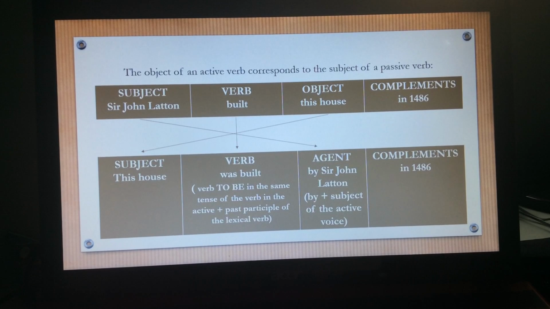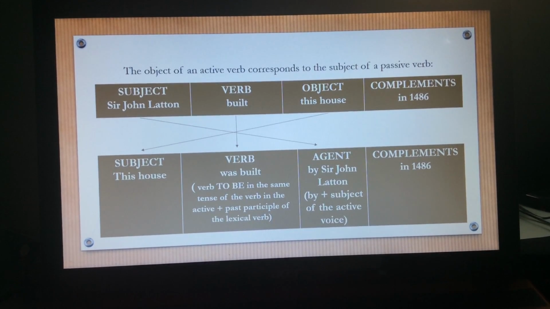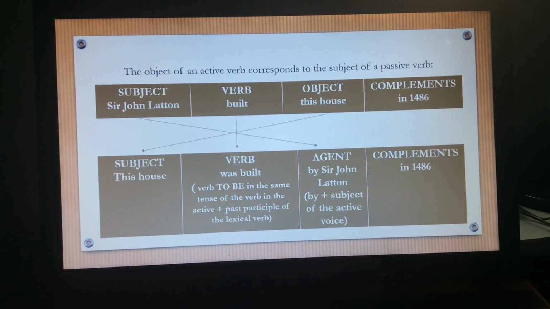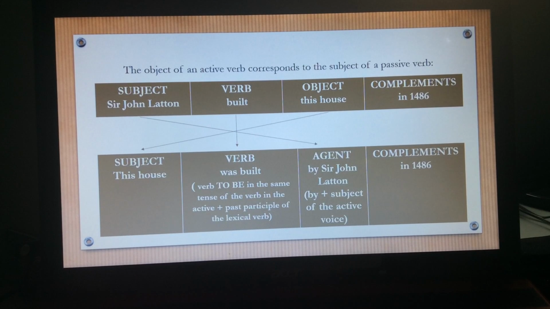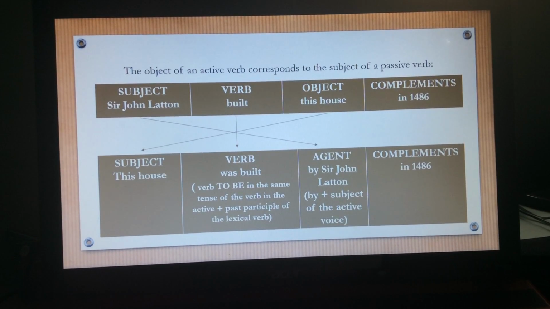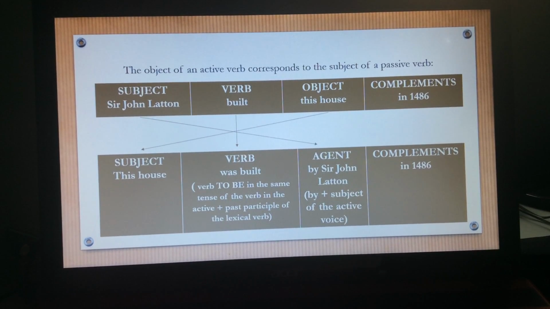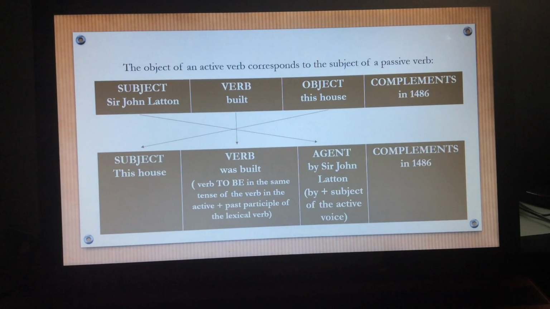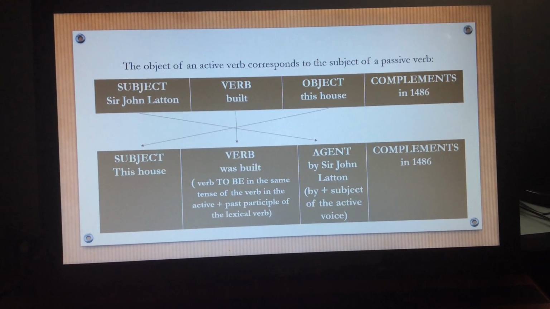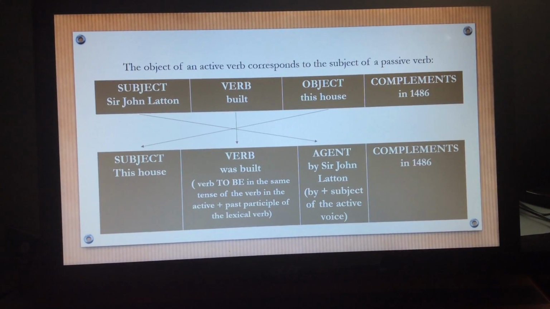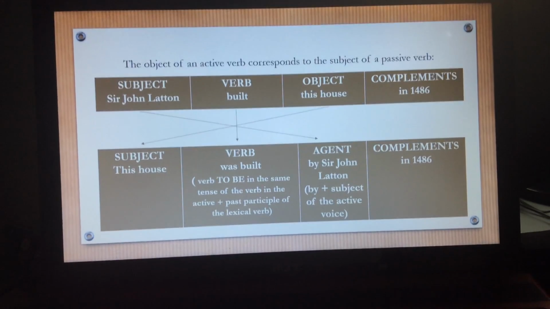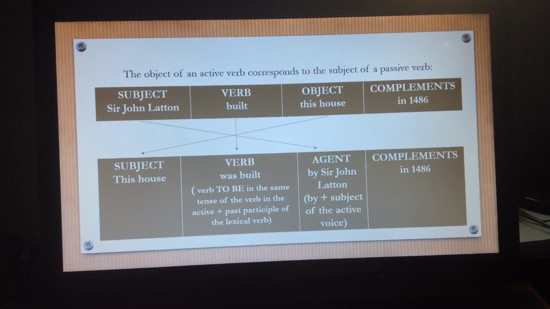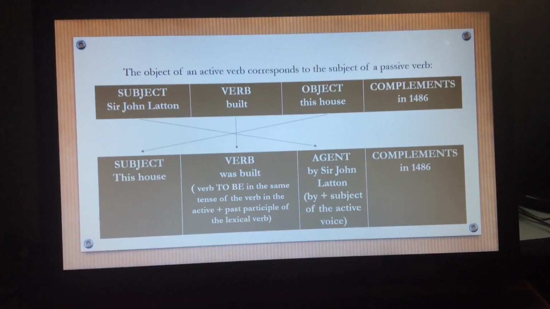The verb that gives the meaning to the sentence in the passive sentences is always in the past participle. Then the subject of the active sentence, Sir John Latton, becomes the agent introduced by the preposition by. The agent always goes after the verb because otherwise the connection is lost. And finally, the other complement. So this house was built by Sir John Latton in 1486.